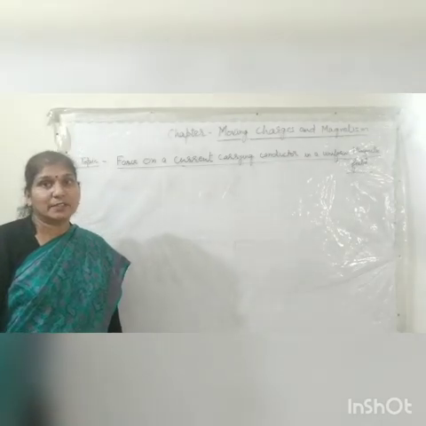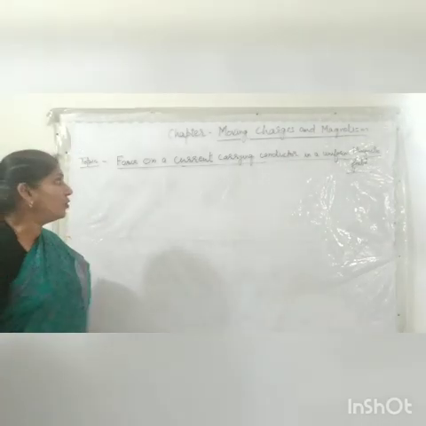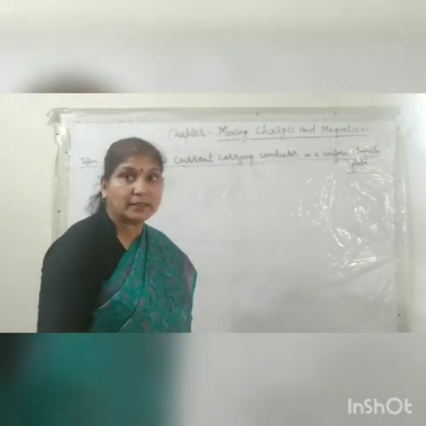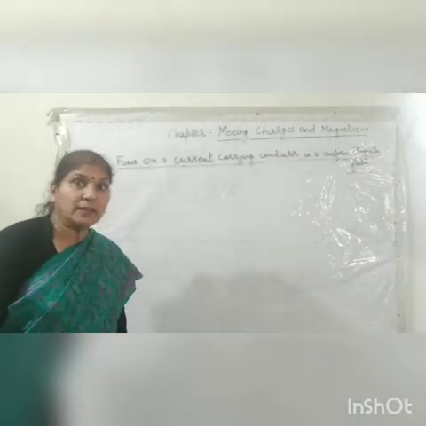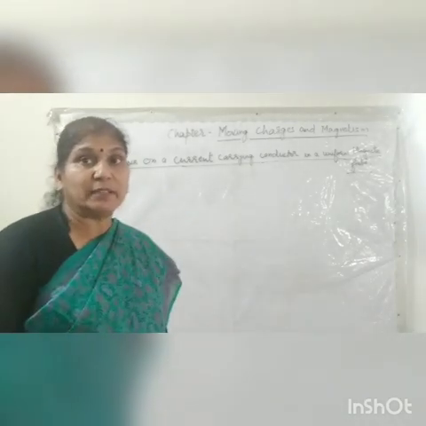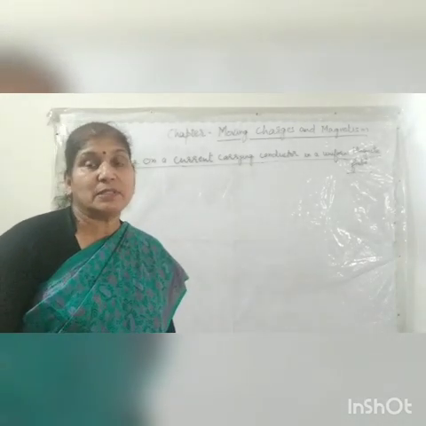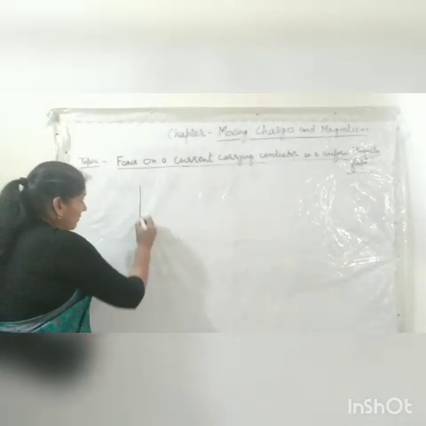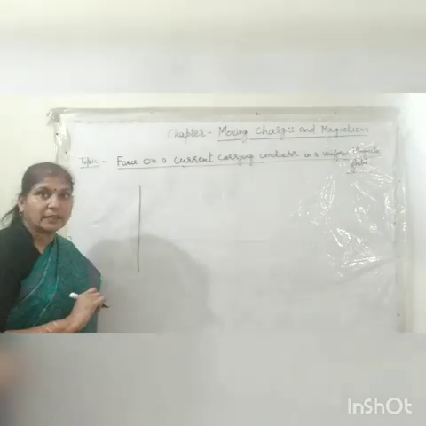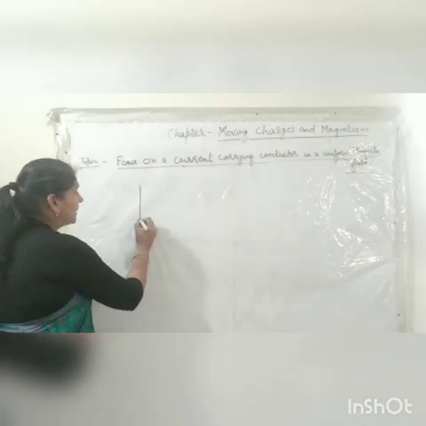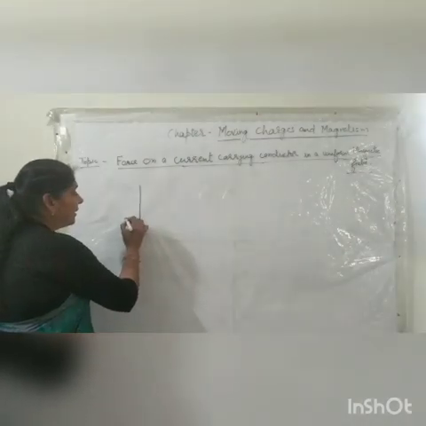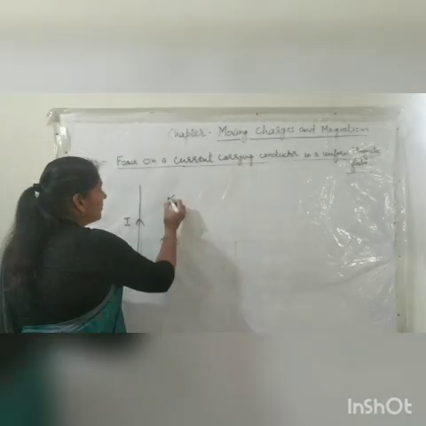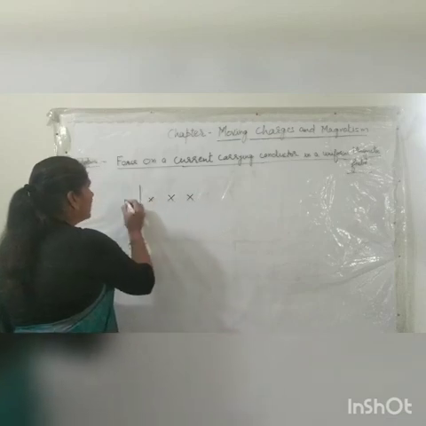Today we are going to discuss the force on a current carrying conductor placed in a uniform magnetic field. So when a current carrying conductor is placed in a magnetic field, what happens with it? Suppose we take a conductor carrying current I, and suppose this conductor is placed in some uniform magnetic field.